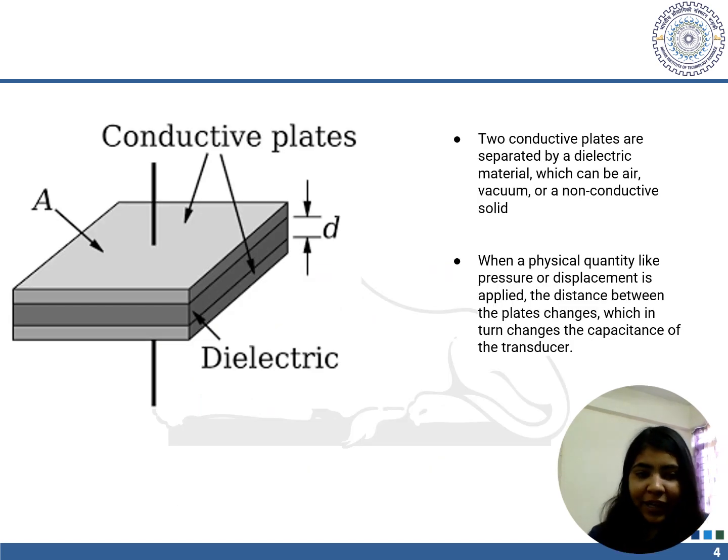So this is the basic diagram of a capacitor, which consists of two conductive plates and which have a dielectric material in between. The dielectric material can be conductive or non-conductive or can be vacuum as well. So the area of the plates and the thickness or the distance between the two plates determine our properties that we will measure in the following section.